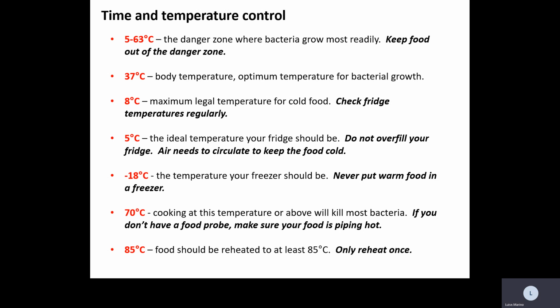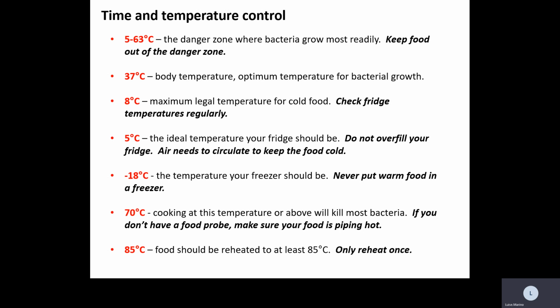The aim is not to overfill your fridge. If you have your fridge too full, then the air that is needed to circulate to keep the fridge cold can't. Minus 18 degrees C is the temperature your freezer should be at. You should never put warm food in a freezer, because what that does is raise the temperature of the rest of the food within the freezer compartment, and that then increases the risk of bacterial contamination.